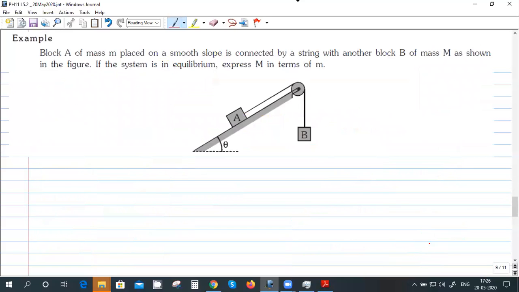Okay, this one. System is in equilibrium, it is at rest. So what is the relation between capital M and small m? Which mass is called capital M? A or B? B. So basically, it's indirectly saying that the B should be heavier mass. And let's check whether it's true or not.